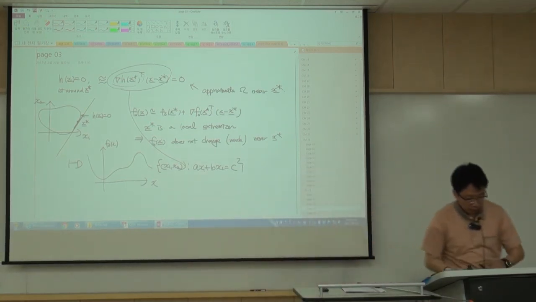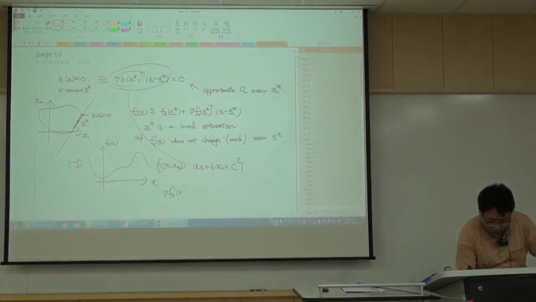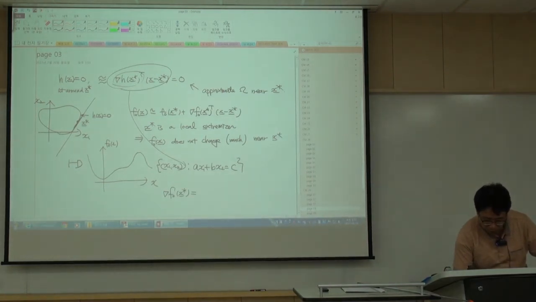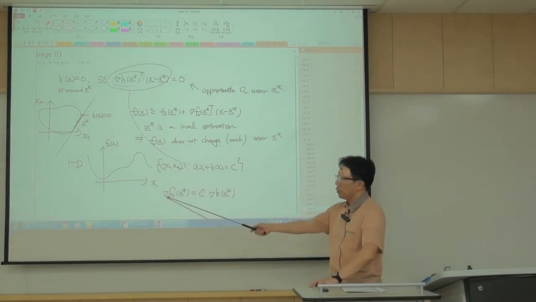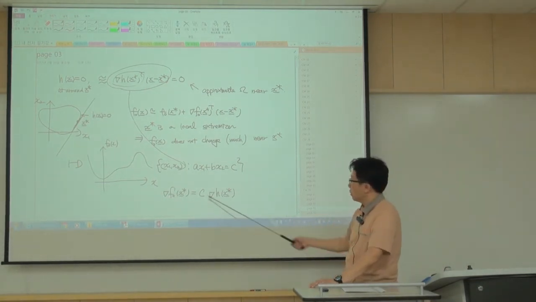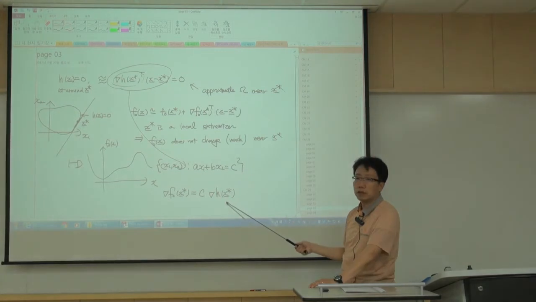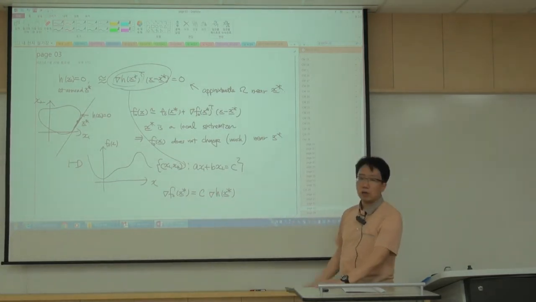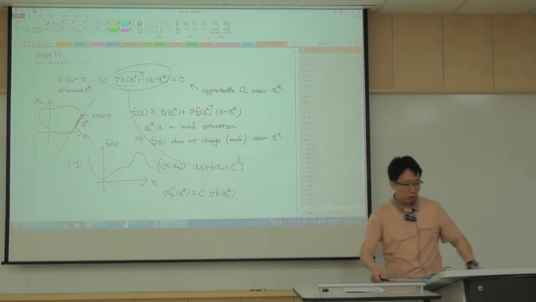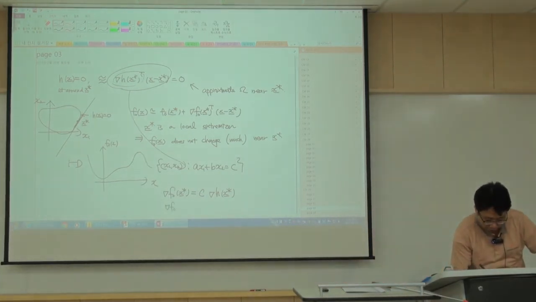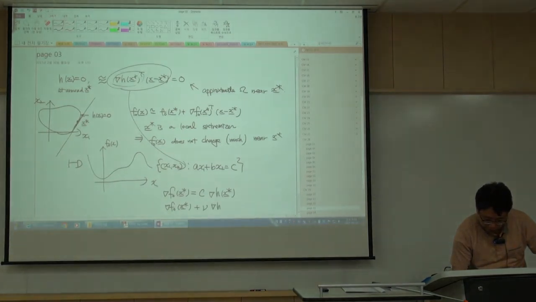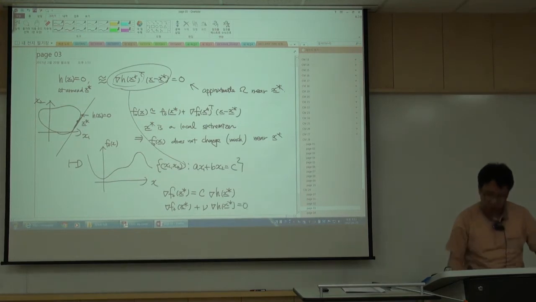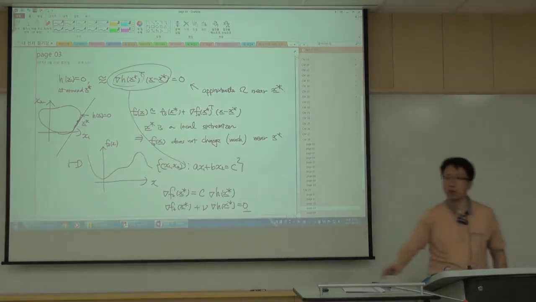What does that mean? Some constant times the gradient of the objective function value is proportional to the gradient of that single equality constraint function. Or you may say that, let me use some nu, like this. Am I right?